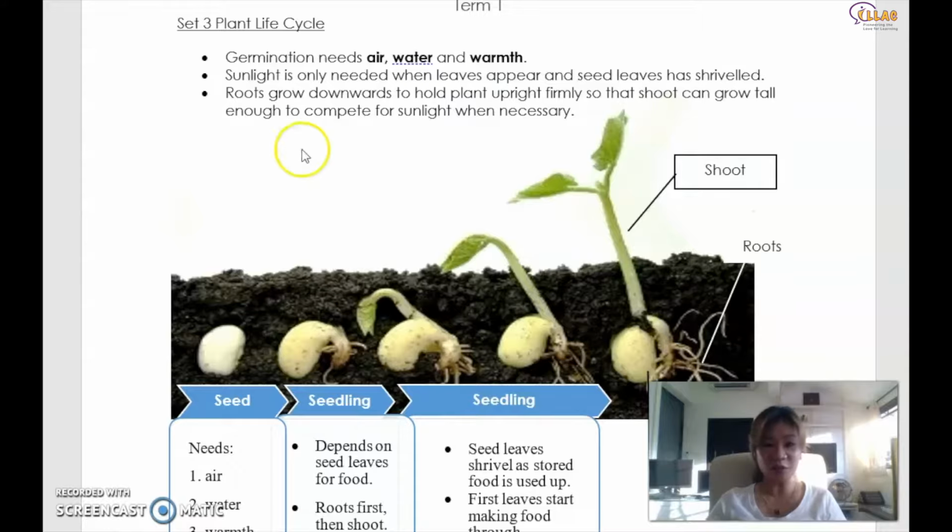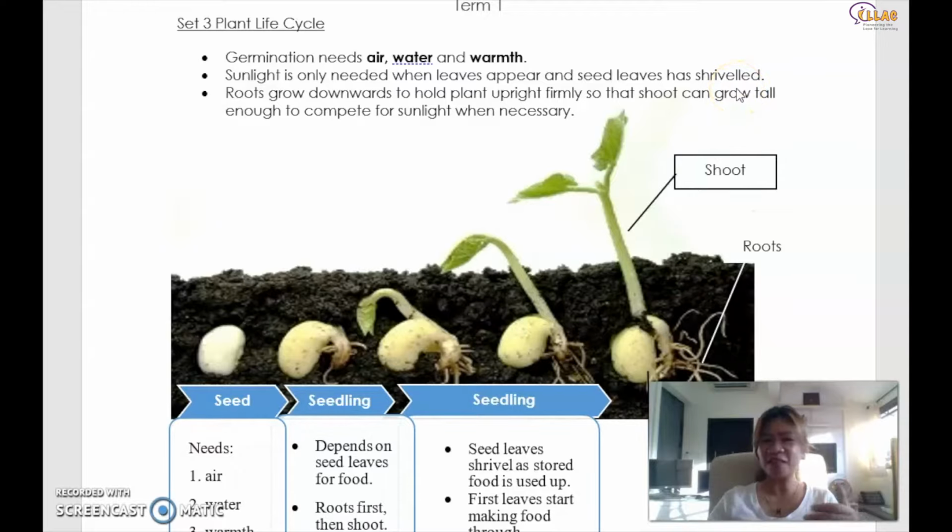Okay, so let's take a look over here. Follow my mouse. Germination needs 3 items: air, water and warmth. This one you need to memorize: air, water and warmth. Most of the questions regarding this topic will ask you these 3 items: air, water, warmth. Sunlight is only needed when leaves appear and the seed leaves have shriveled.